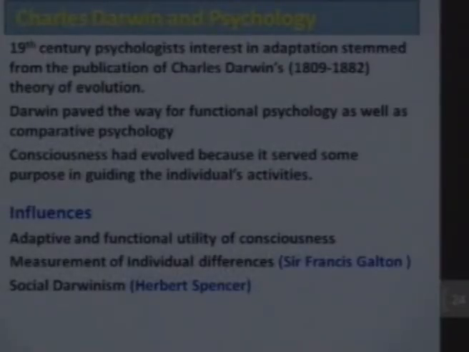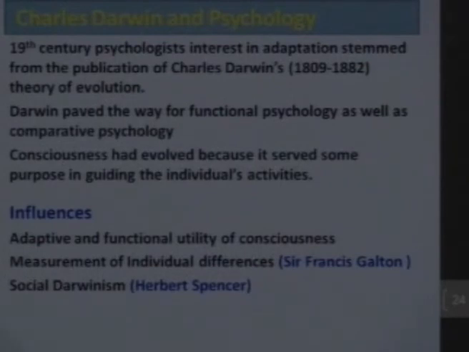And what were the major influences that functionalists had on psychology as a science? First, the adaptive and functional utility of consciousness was addressed for the first time. And second, measurement of individual differences, which we see in Galton's work. Galton's work Hereditary Genius says that great men are great because they belong to a family of great persons. He was criticized later, but he propounded a field of study called eugenics, how to promote the evolution or adaptation of good human beings. And third was social Darwinism.